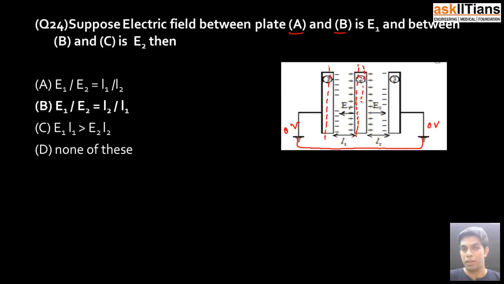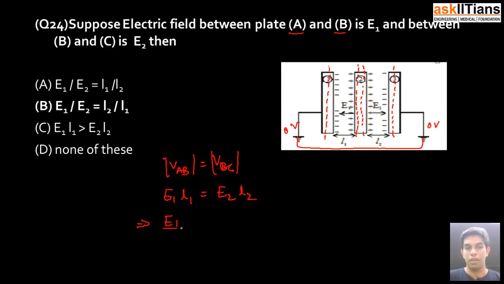Similarly, the next capacitor is the leftover part of plate B and the half of plate C which is facing plate B. So the potential difference VAB has to be equal to VBC. It's a direct consequence of Kirchhoff's law. So E1 times L1 has to be equal to E2 times L2, which implies E1 by E2 is equal to L2 by L1. So B is the correct answer.